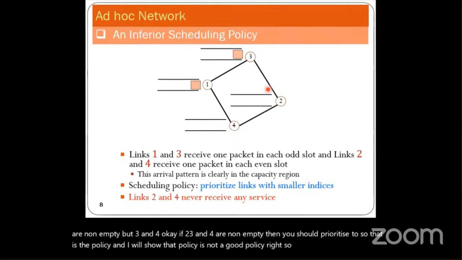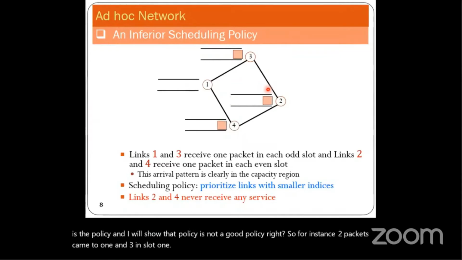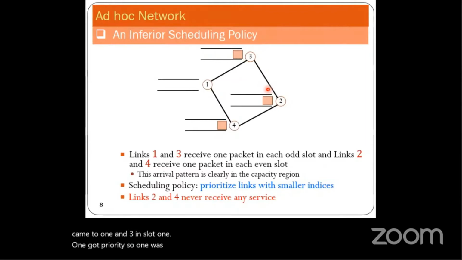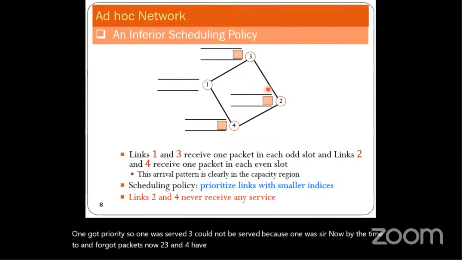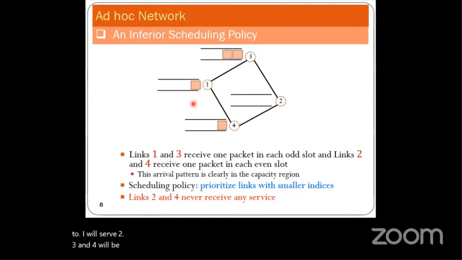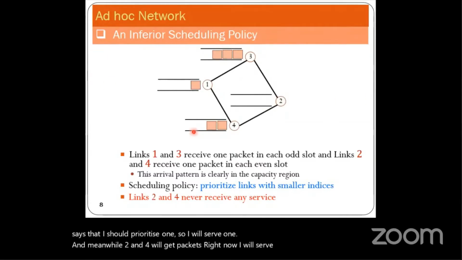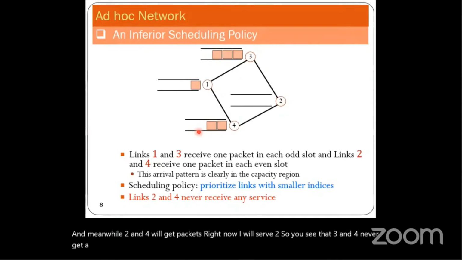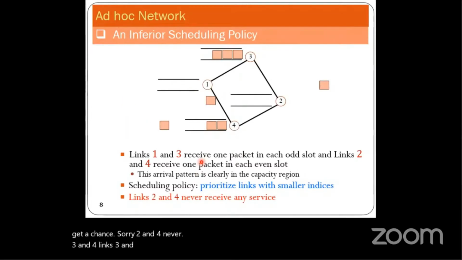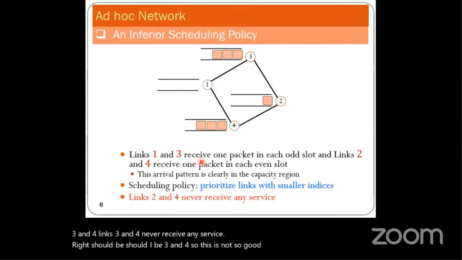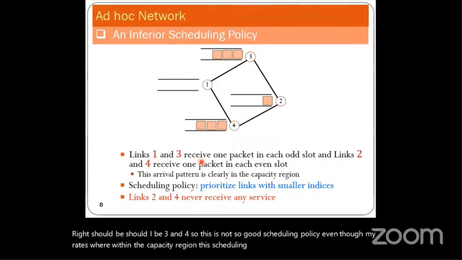For instance, 2 packets came to 1 and 3 in slot 1. 1 got priority, so 1 was served. 3 could not be served because 1 was served. By the time 2 and 4 got packets, now 2, 3 and 4 have packets. So according to my policy, I'll prioritize 2 and serve 2. 3 and 4 will be starved, and meanwhile they will get other packets. Now my policy says that I should prioritize 1, so I'll serve 1, and meanwhile 2 and 4 will get packets. Now I'll serve 2. So you see that links 3 and 4 never receive any service. So this is not a good scheduling policy. Even though my rates were within the capacity region, this scheduling policy couldn't stabilize the queues.